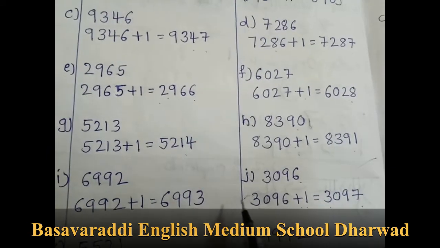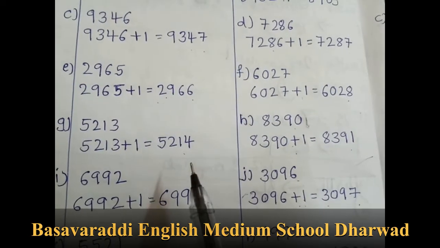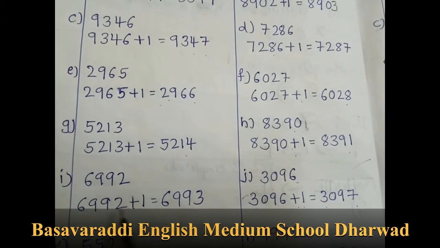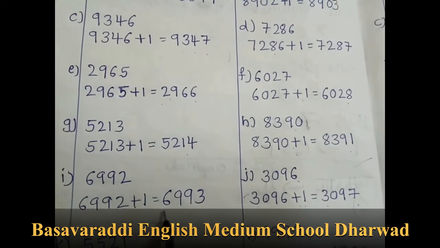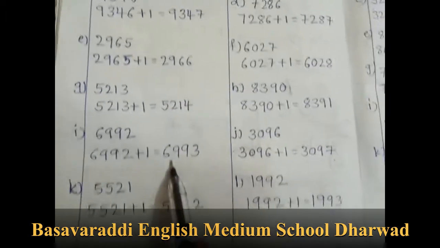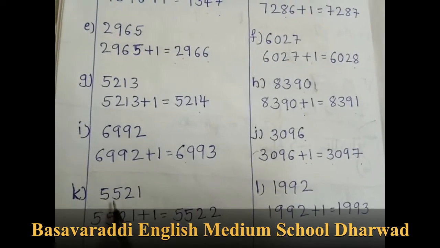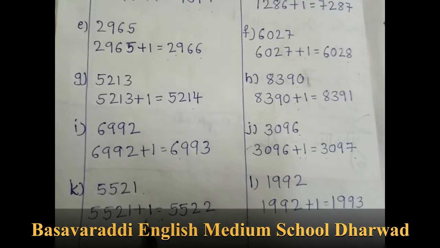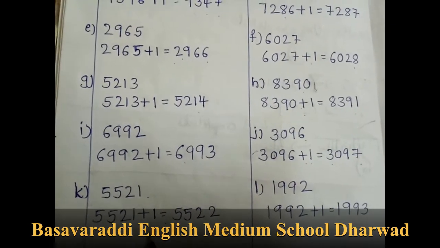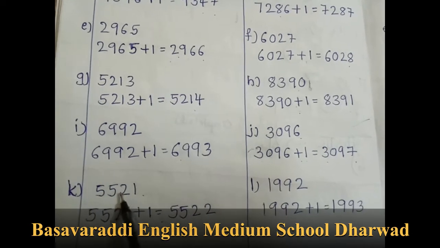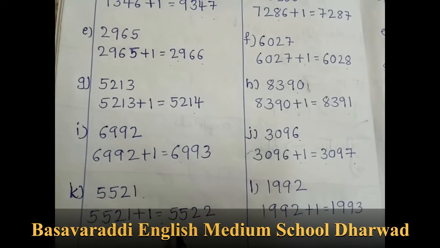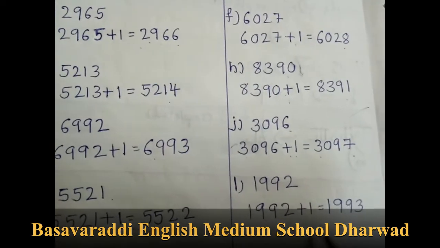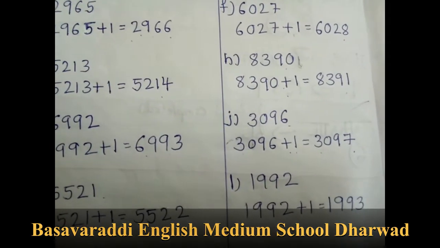I want the method in FA1 exams, FA2 and SA1. So you are not writing the answer directly. You have to make a method and afterwards you have to write the answers. Okay. Now AK1, 5521, the successor is, we are adding 1. If you add 1, just after, 5521 plus 1 is 5522. 1992, the successor is 1993.